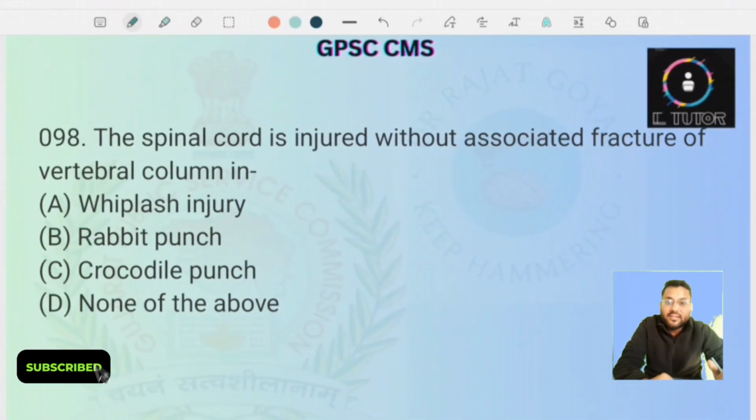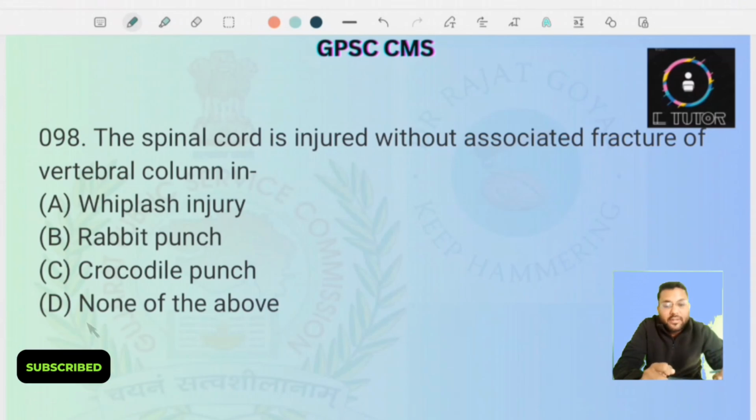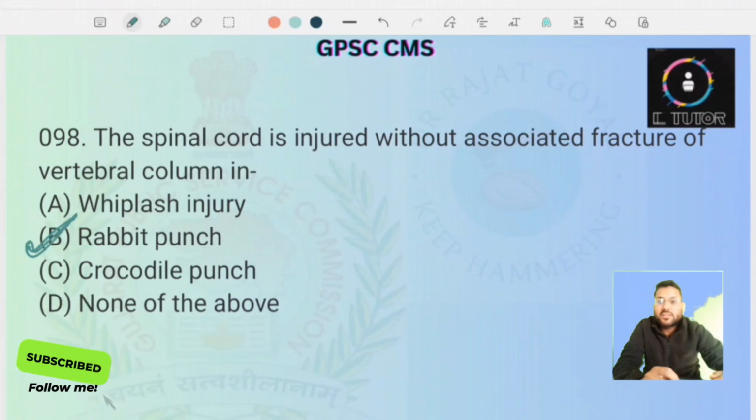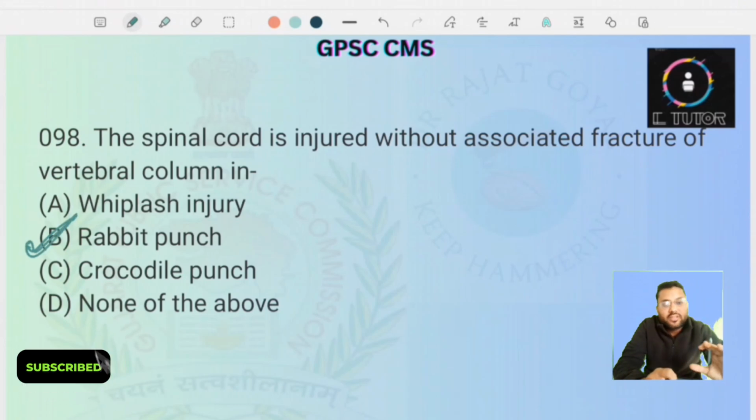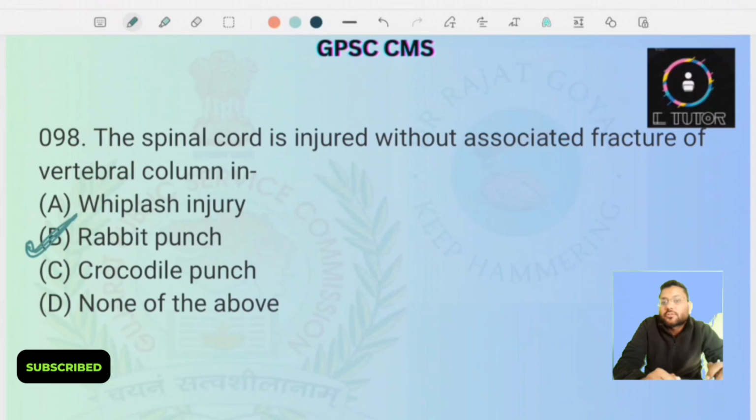The spinal cord is injured without associated fracture of the vertebral column. So it is a very specific type of injury in which a vertebral column remains intact but the spinal cord inside it gets damaged. So this is seen in the rabbit punch. Option number B, rabbit punch. And these kind of punch or the injuries are illegal in wrestling, boxing, etc. So these kind of injuries are considered illegal because they can lead to the irreversible injury, or sometimes it can lead to death also. So answer here will be rabbit punch, in which spinal cord is injured but the vertebral column remains intact.